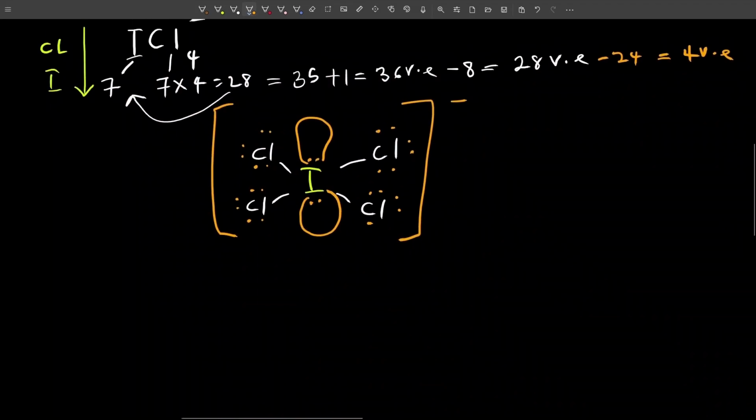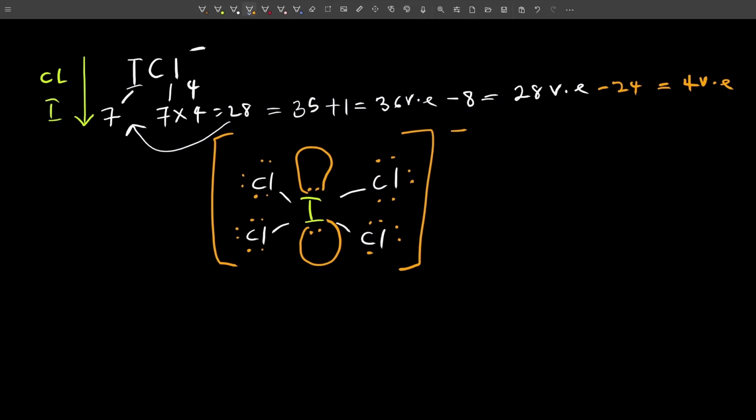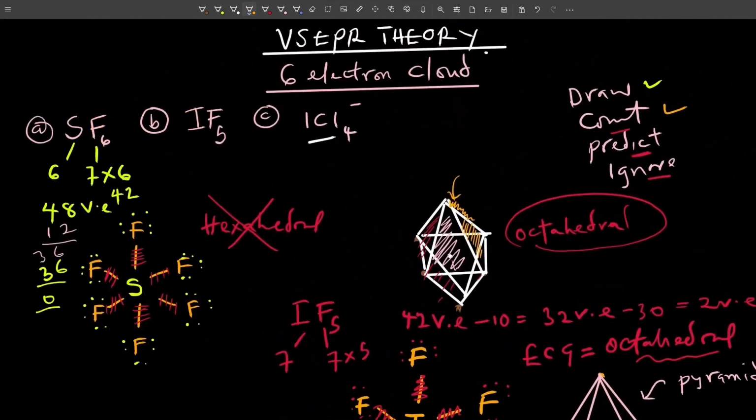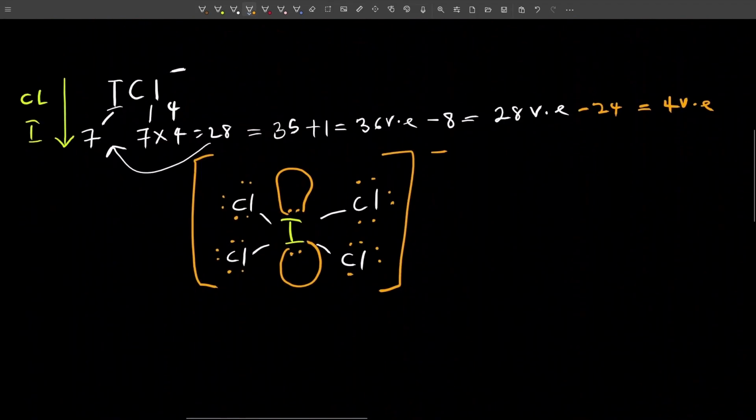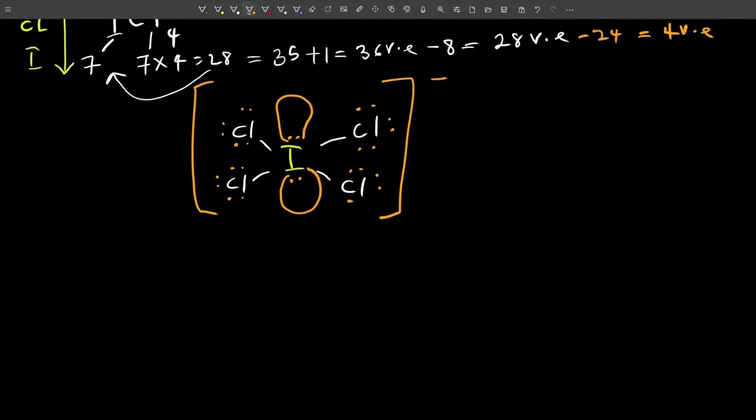The next thing we should do is count the electron clouds. So let's count them. We have 1, 2, 3, 4, and this is 5, and this one down here is 6. So the electron cloud geometry is octahedral. Why? Because it has 6 electron clouds.